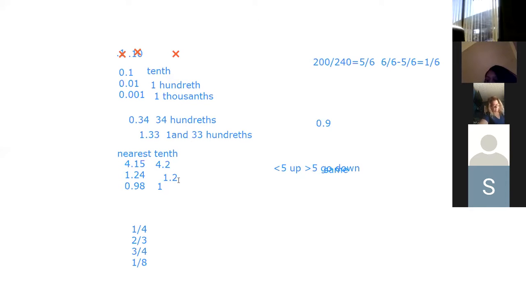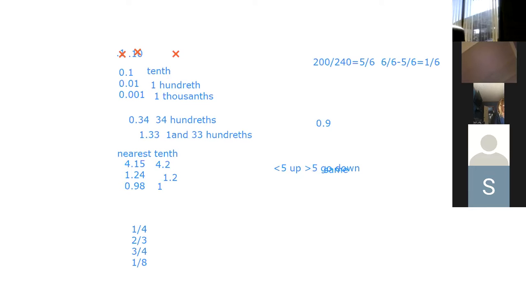Okay, so on page 41, let's do 21 through 25. So we have 1.75 and we want to go to the nearest tenth. So what will the answer be? 1.8. 1.8, very good.